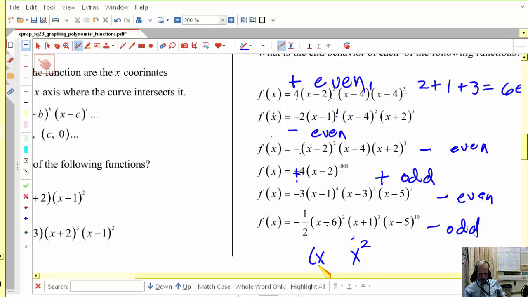So if I had x plus 3 times x squared times x minus 6, I would put ones in for those exponents, and then I would count the 2 as well when I was adding up the exponents. So I would get 1 plus 2 plus 1 is 4. So that would be even.